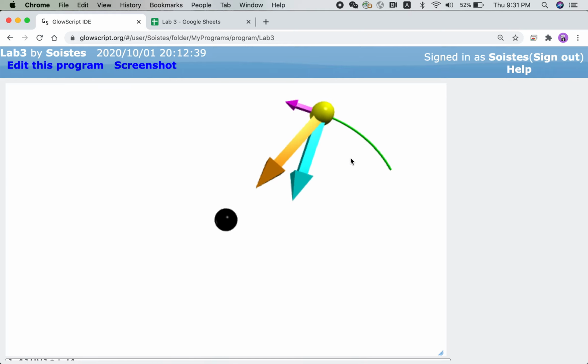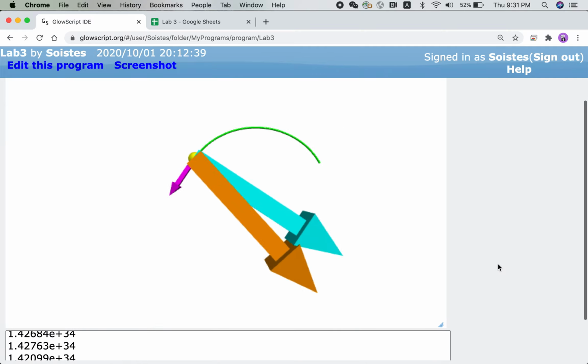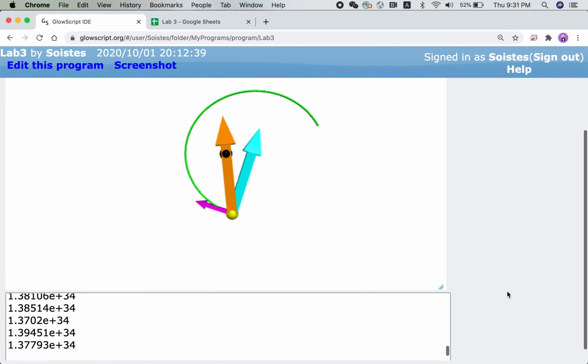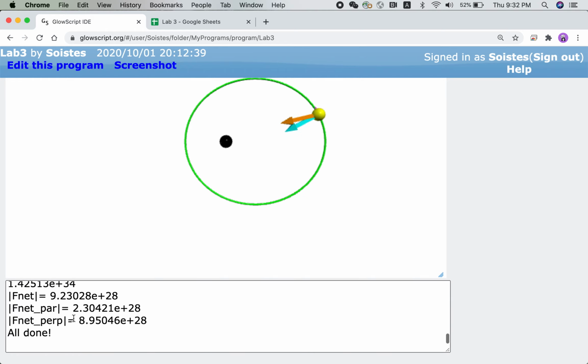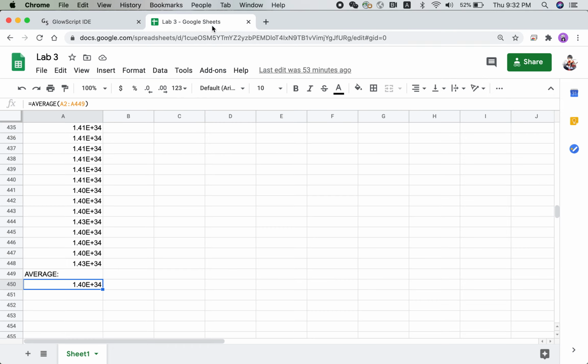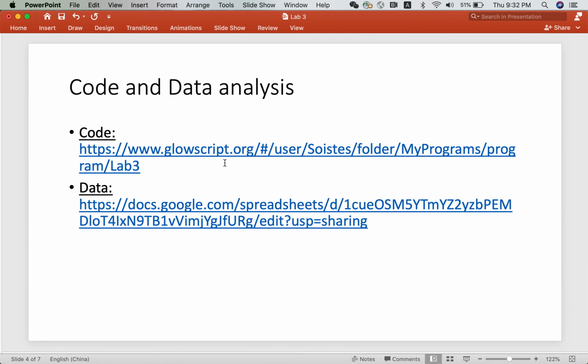We can see the trajectory and the arrows, and the yellow star and the black hole, and the masses of the black hole are printed here. I put all the data into a Google Sheet and take the average of them, and I get 1.4 times 10 to the power of 34. That is the mass of the black hole. And back to the PowerPoint.